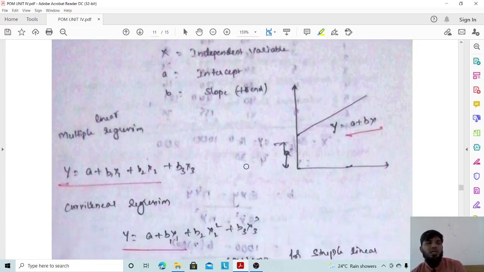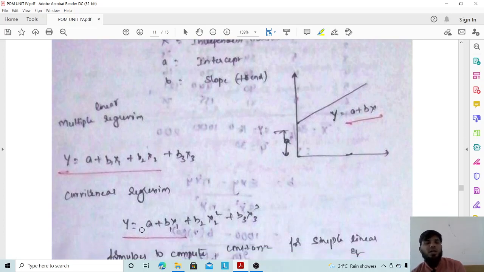Multiple linear equations means you have multiple input values; here only x1 is there. If you have n number of inputs, for example for a product you are considering only one factor, if there are n number of factors then you have to take this type of thing. And if it is a curvature, if the curve given is a linear curve or an exponential curve, then you have to use the equation like this: a plus b1 x1 plus b2 x2 square plus b3 x3.